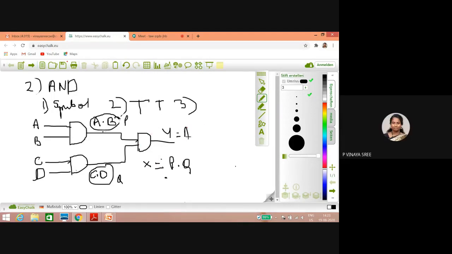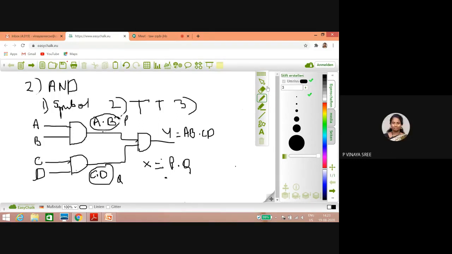So how to write? A dot B dot C dot D. Yes, I am considering this combined as a single input. So definitely this will be your answer. Okay, so this is your Boolean expression for this circuit. Can you trace out if I have added one more AND gate? Can you get the Boolean expression for that?